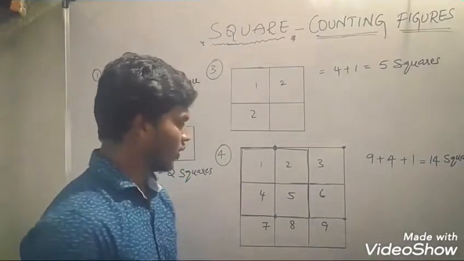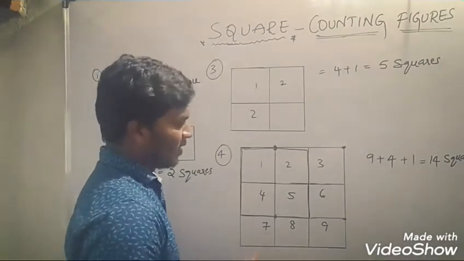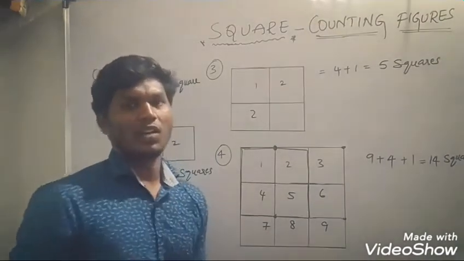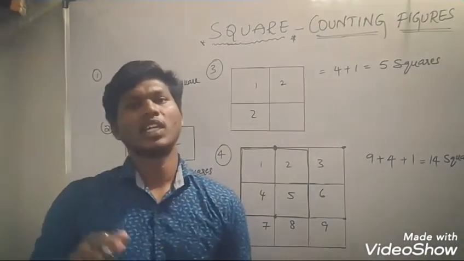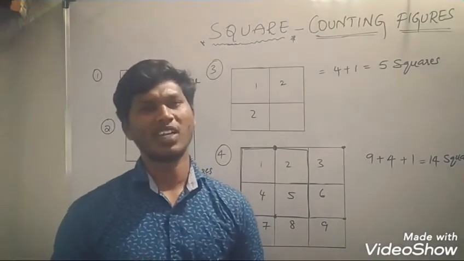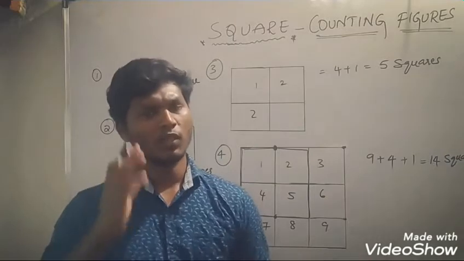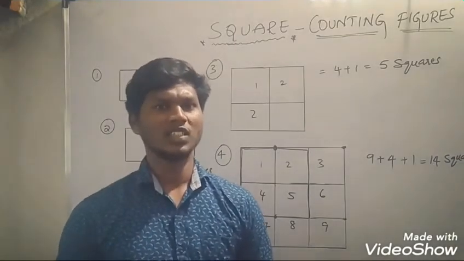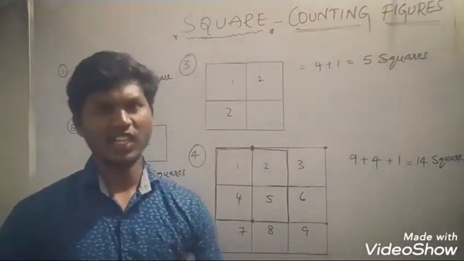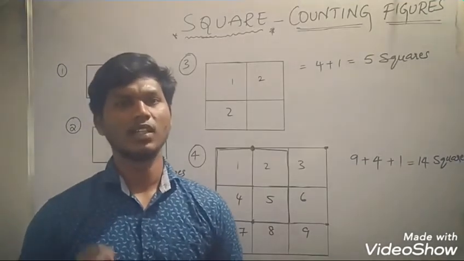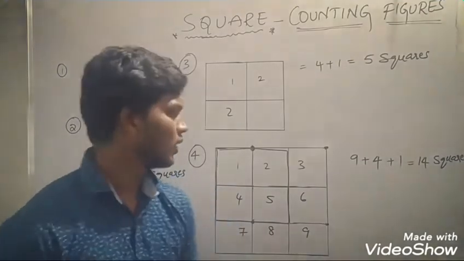See friends, what happens if we have 10 rows and 10 columns? Then the problem becomes very complex, and it takes more than 3 or 4 minutes. Sometimes we can't understand. So there is a trick where we can find the answer within a few seconds.